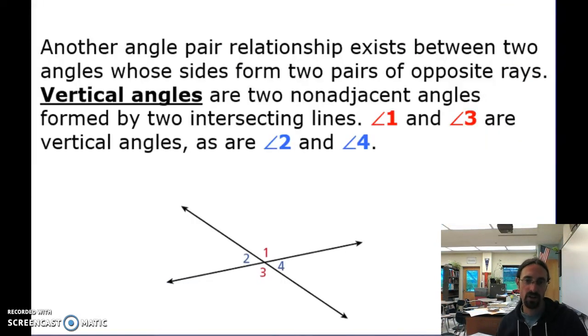The last thing I want to touch on here are vertical angles. Vertical angles are a pair of angles formed from two non-adjacent angles formed by intersecting lines. So just look at it here. Angles 1 and 3 are vertical. Now you may say, Mr. Rising, aren't they also congruent? Well, think about that. See if you could prove it. Could you prove to me that angles 1 and 3 are congruent? They have the same measure? How would you do it?